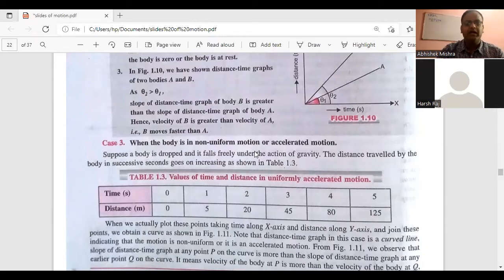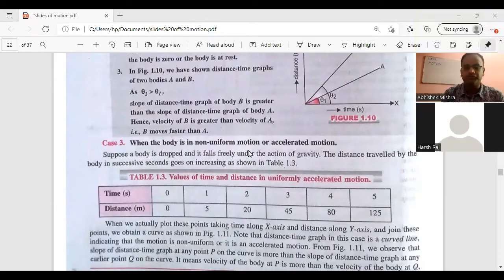What is a non-uniform motion? Before going into the non-uniform motion, first let me ask you, what do you mean by uniform motion?